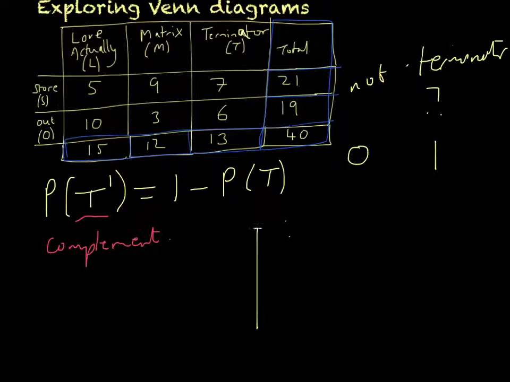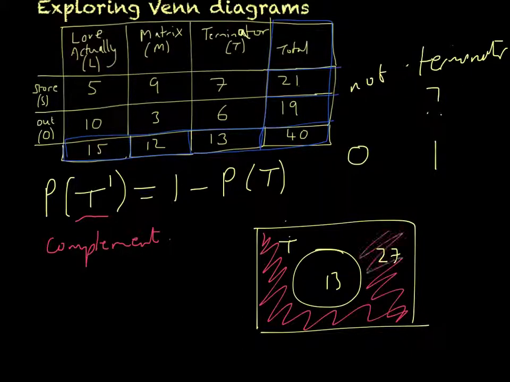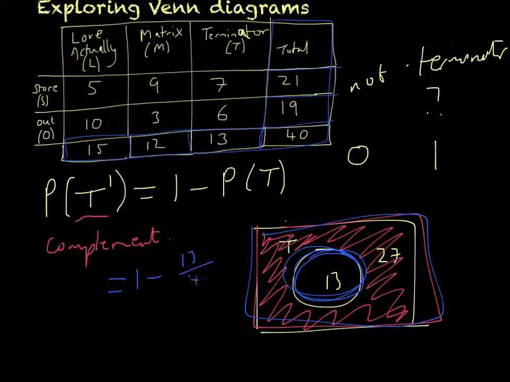So if we look at this in terms of a Venn diagram again, here's my T, here's my Terminator, which I know is 13 out of the 40, so this makes this thing 27, and we're looking at all this section outside of Terminator. So we're saying the whole sample space minus the circle is going to give us all the area that's left. So we're saying 1 minus probability of being Terminator is 13 out of 40, so I'm left with 27 out of 40, and that's my probability.